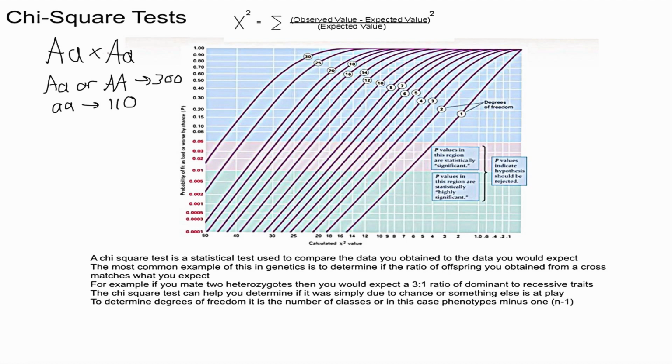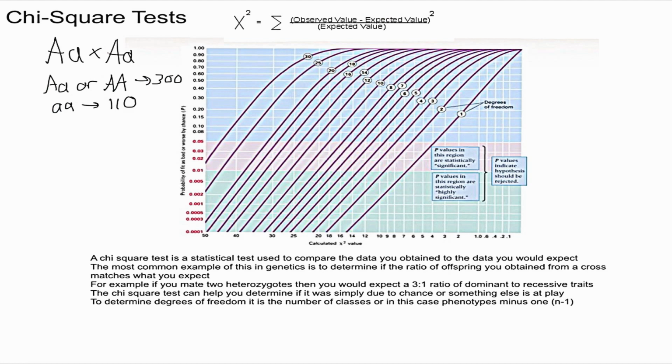First, let's find the chi-squared value. As you can see, you have the equation up here. The chi-squared value equals the sum of the observed value minus the expected value, squared, over the expected value. So we have to find this value for the dominant phenotype and add it to the value for the recessive phenotype.